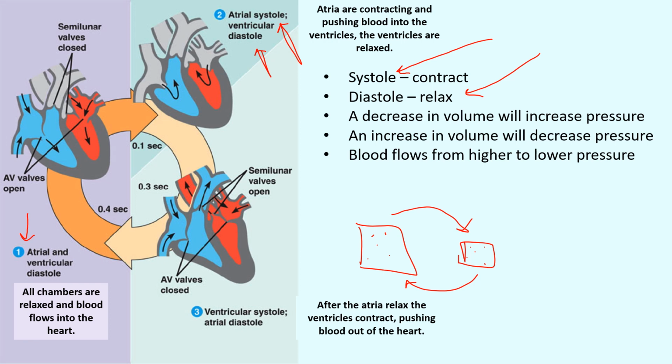So atrial and ventricular diastole. Now diastole translates as relax. So in this section of the cardiac cycle, all chambers are relaxed, and the blood is going to flow from an area of higher to lower pressure. So that's another thing to note, is that blood will always flow from higher to lower pressure. So the blood's going to move into the atria via the pulmonary veins and also vena cava.